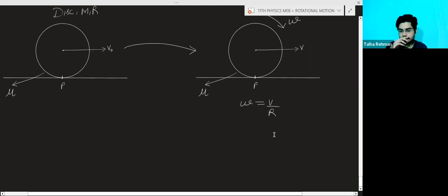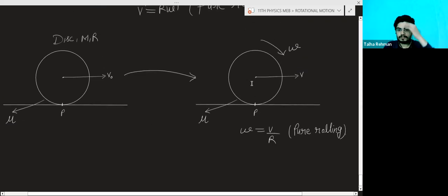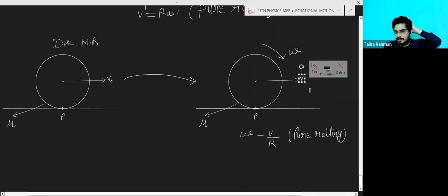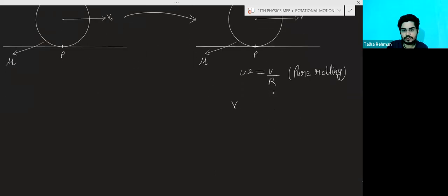Omega is equal to v by r. This is the condition of pure rolling, we know. Now they are asking what will be the value of this v when the body will start pure rolling. So we have to find the value of v when the body starts pure rolling.